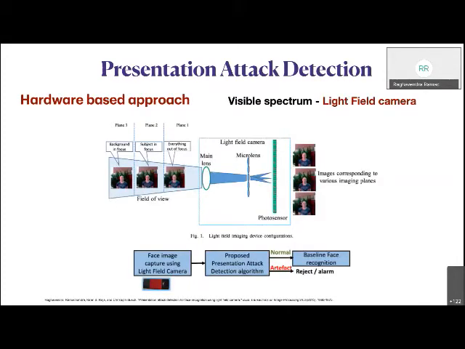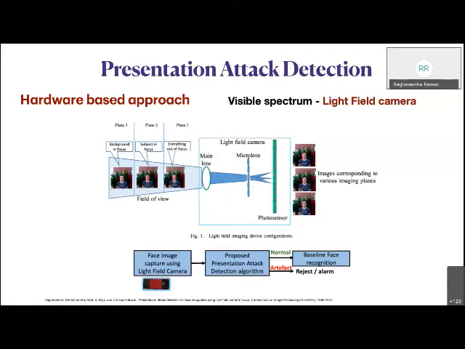The other hardware approach we tried is introducing a light field camera for presentation attack detection. The main advantage of using a light field camera compared to the conventional camera is that this camera records the direction of the light falling on the sensor. That means you not only record the intensity, you also record the direction of the light. From the direction of the light, you can obtain the different focal images. From the different focus images, you can construct a depth. And all this can happen in a single shot. It is just like a click camera.